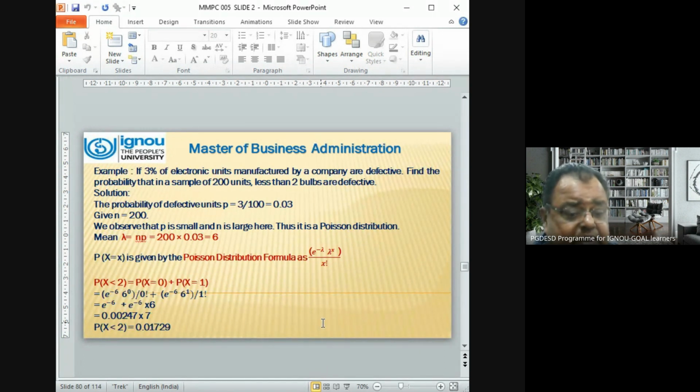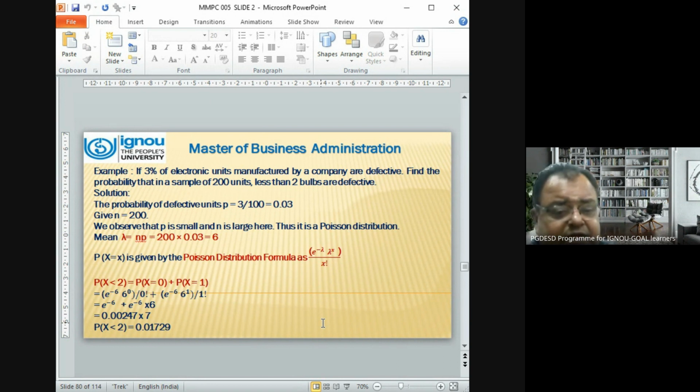So we have to calculate less than 2 defective bulbs. How is it written? Probability x less than 2. X less than 2 means no defective or 1 defective. That means probability of no defective plus probability of 1 defective, putting x equal to 0 and 1. So that is e raised to the power minus 6 into 6 raised to the power 0 divided by 0 factorial plus e raised to the power minus 6 into 6 raised to the power 1 upon 1 factorial. I told you 0 factorial is 1, and anything to the power 0 is also 1.